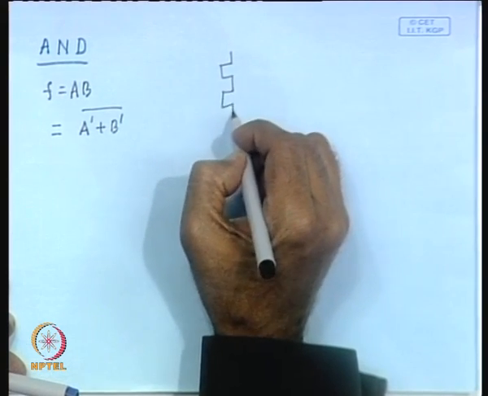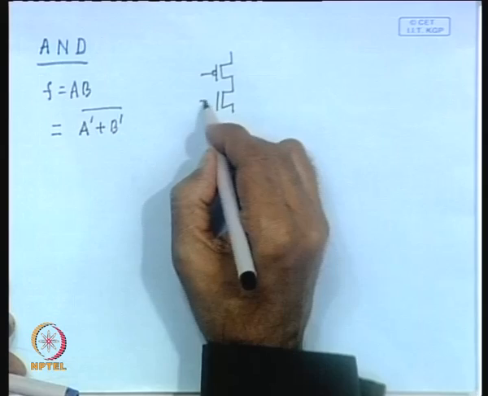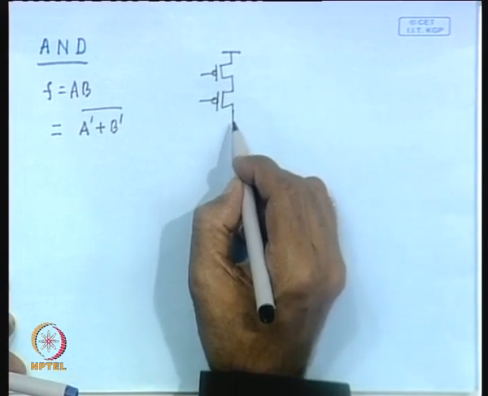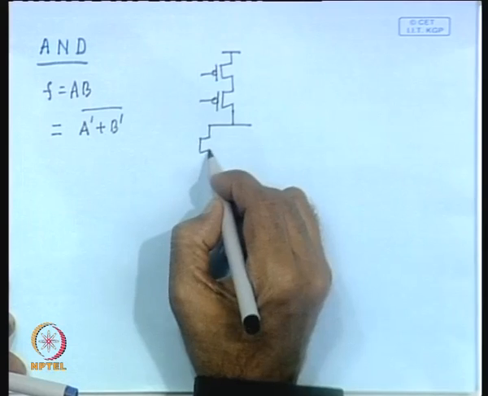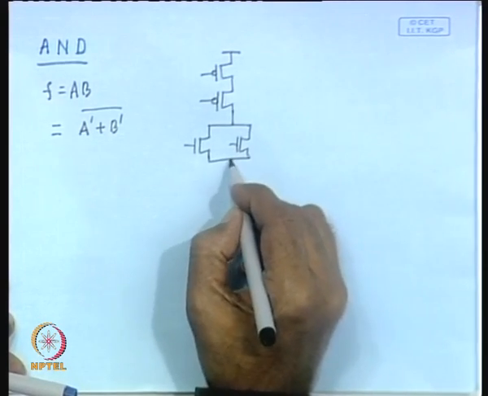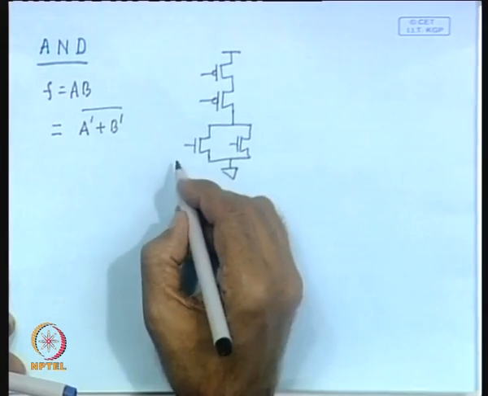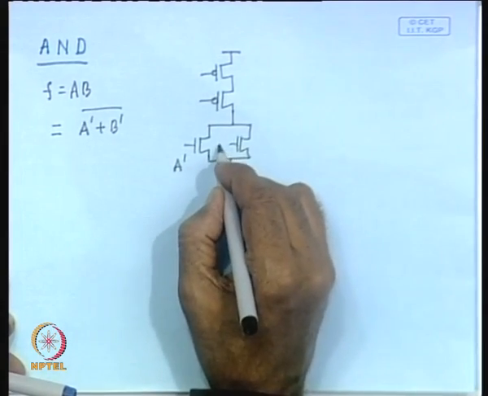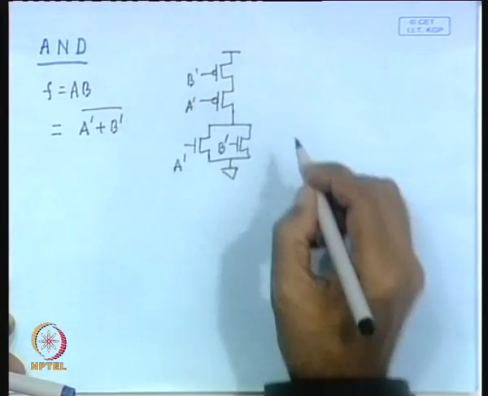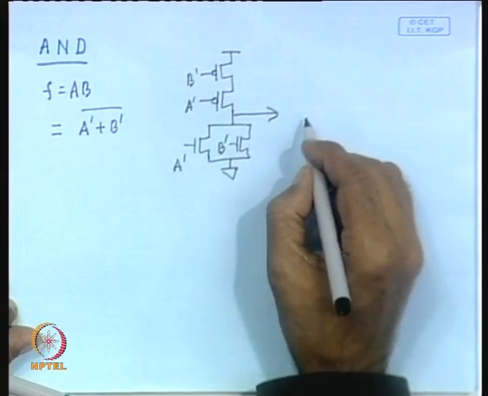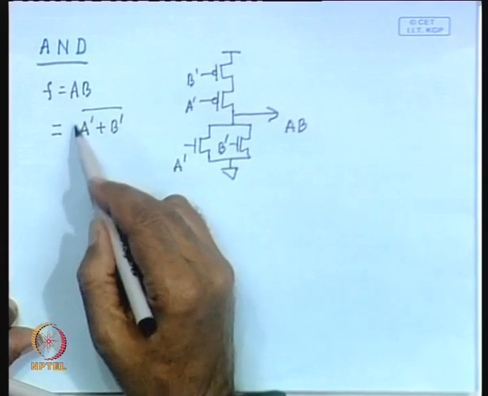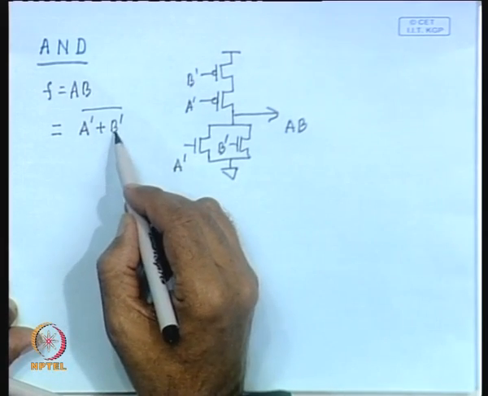Obviously, you will require two PMOS transistors and two NMOS transistors, and to the NMOS transistors the inputs will be a dash and b dash. Here also you will apply a dash and b dash. So, here it will realize a b, essentially it is realizing this a dash plus b dash bar.